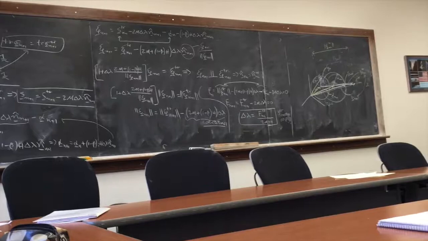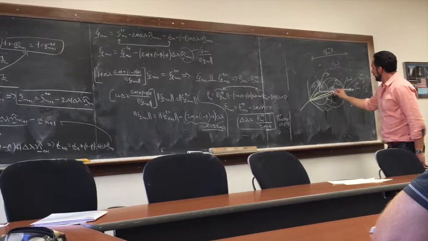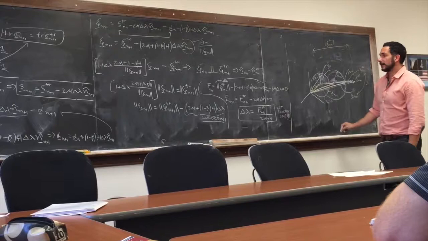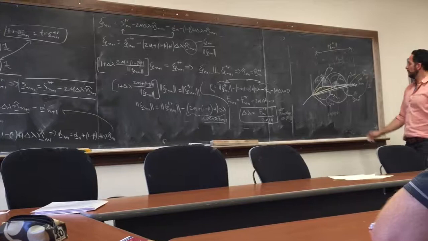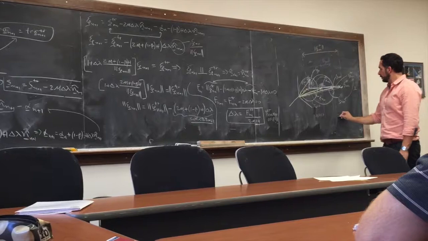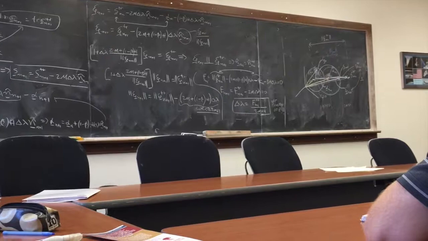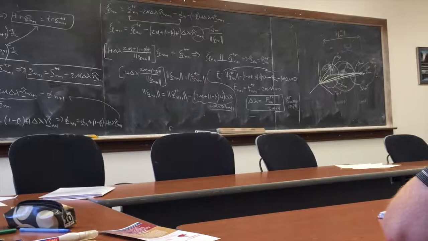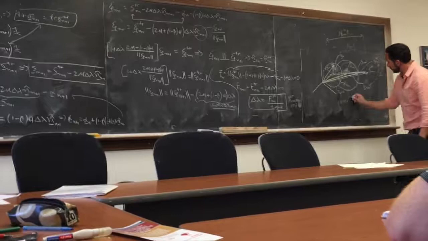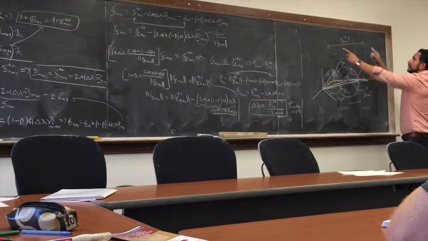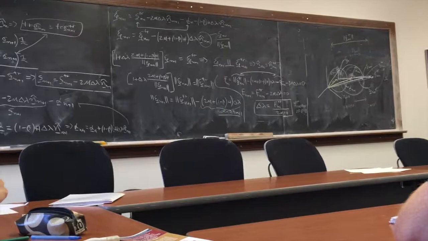In fact, I am willing to bet that this little bit here is 1 minus beta h delta lambda, and probably this little bit here is 2 mu delta lambda. Right? And then this little bit here is what's left of this game. Looks like one of my daughter's drawings.